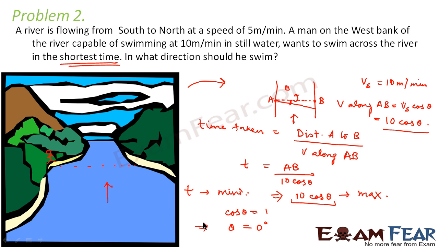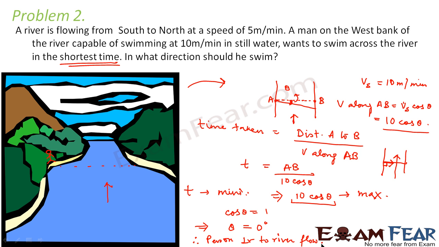0 degree means this angle theta is 0 degree. That is how the person will swim. The person should swim at an angle of 90 degree to the flow of the river. That means this is the direction of flow of the river and this is how the person should swim. Therefore, the person should swim perpendicular to the direction of river flow.